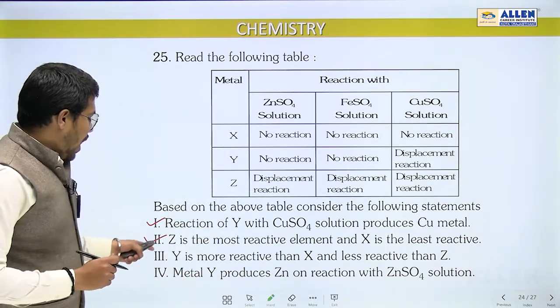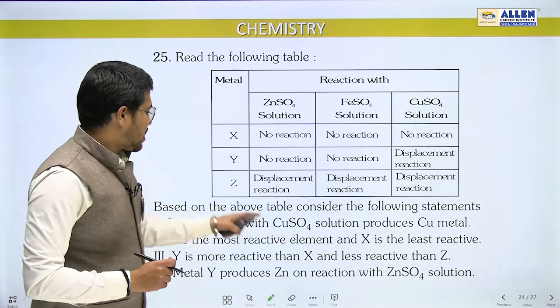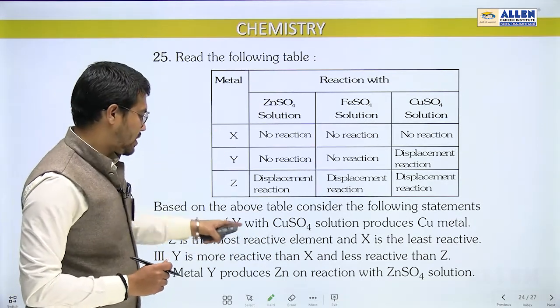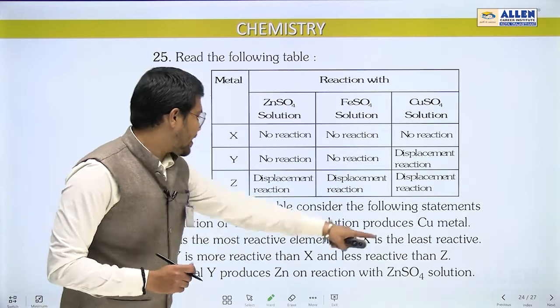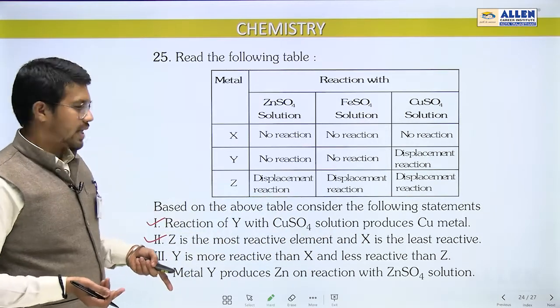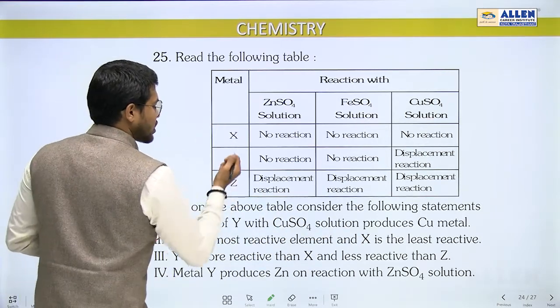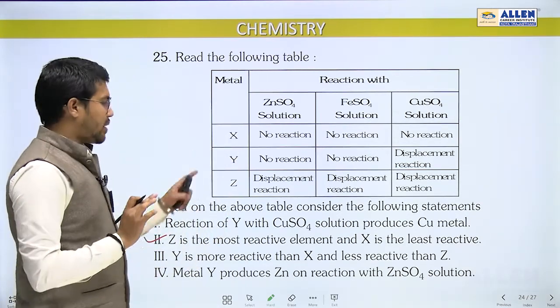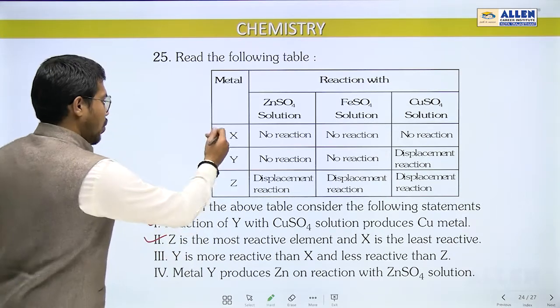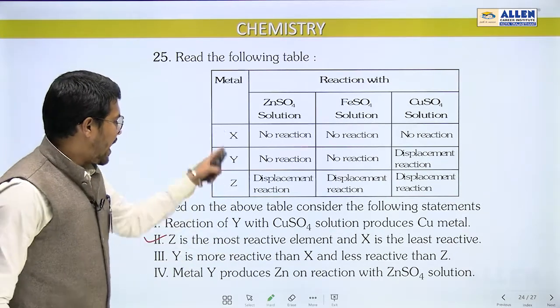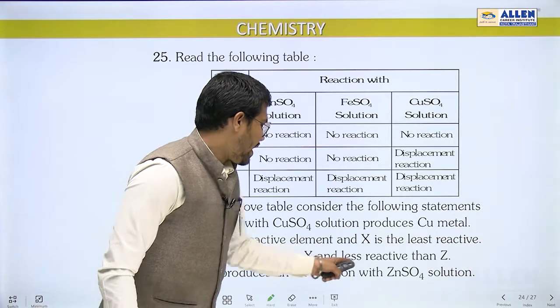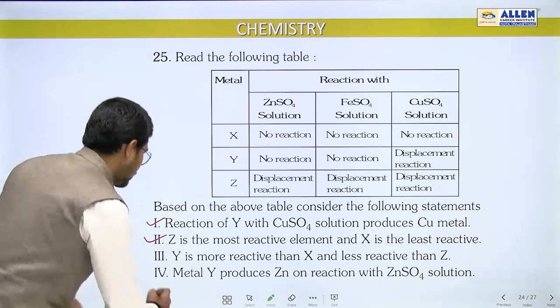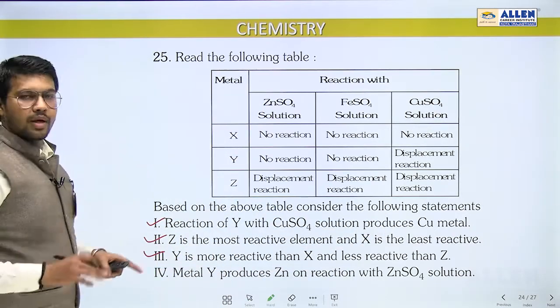Third one: Y is more reactive than X, and less reactive than Z. Yes, this is also correct. X is least reactive, Z is most reactive, and Y is present between these two elements. So Y is more reactive than X, but less reactive than Z. So this statement is also correct.